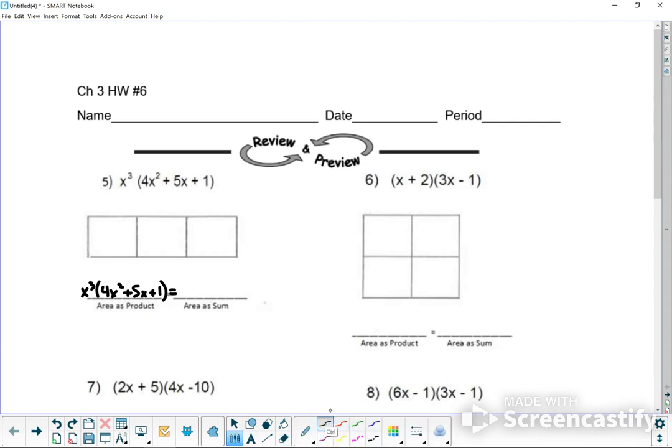So area model, you can start with x to the third. Because we're running out of space right here, I'll put it on the top. So we have 4x squared, positive 5x, and positive 1. So the area as a sum is going to be found by multiplying that together. So this will be 1 times 4 is 4. x to the third and x to the second. So count how many x's you got. You got 5. So x to the fifth.